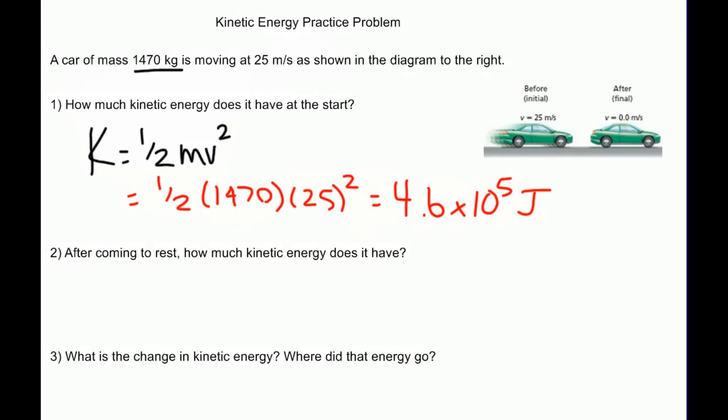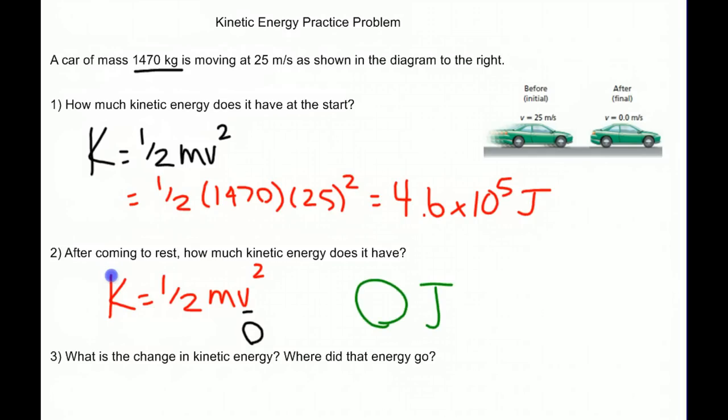After coming to rest, how much kinetic energy does the car have? Well, that one's pretty straightforward. Again, if we understand that K is equal to 1/2 mv squared, if our v is equal to 0, then we have no kinetic energy. So 0 joules. Not OJ, but 0 joules. That's how much kinetic energy we have there, because we are stopped.